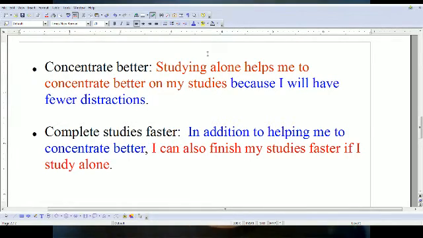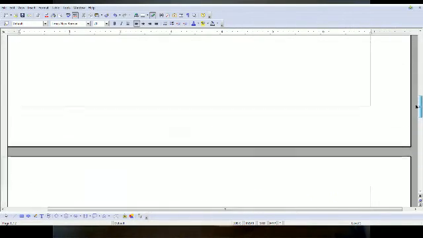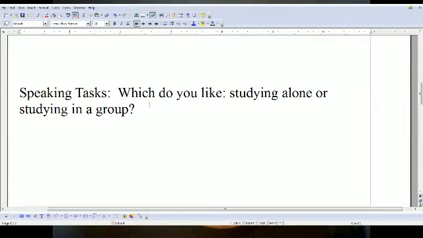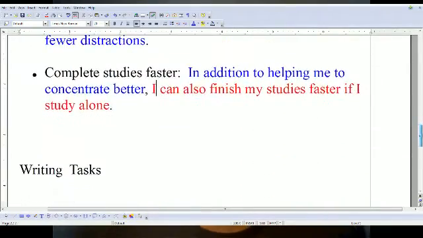So if you're using, like in this first case, I have what's called a complex sentence because I have an independent clause plus a dependent clause. I'm stating my main point in the independent clause. That's why I made the change that I did. Right? And then I go over here. In addition to helping me concentrate better, I can also finish my studies faster if I study alone. So we state the main point here in the independent clause again. So that's an example of how you can use a transition sentence in a speaking task, one of the independent speaking tasks. Right?